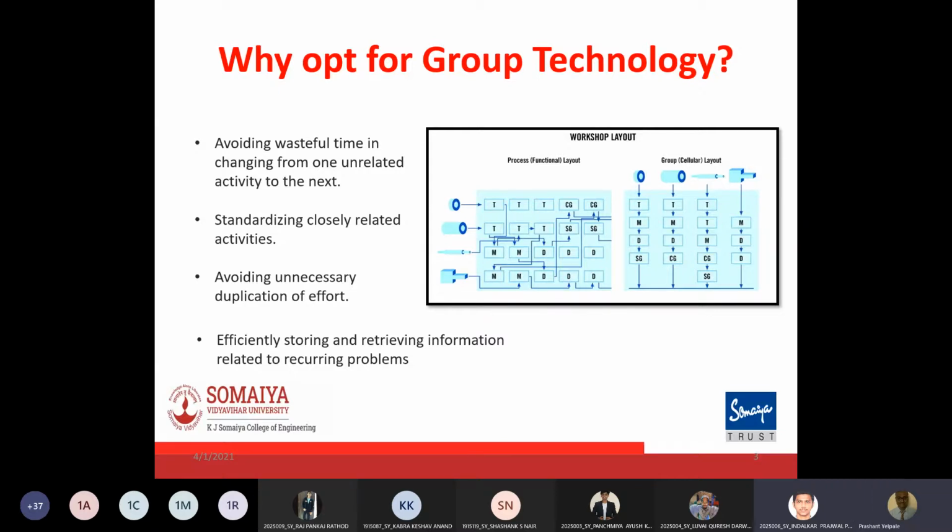Here you can see a workshop layout, which consists of a process layout and a group layout. One can easily see the complexity in the process layout. On the other hand, the group layout is simple and helps in smooth functioning when used in real life.